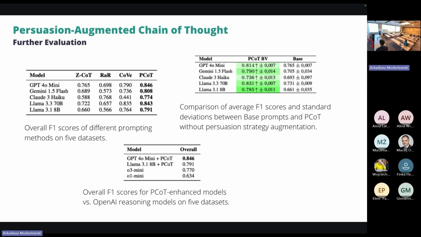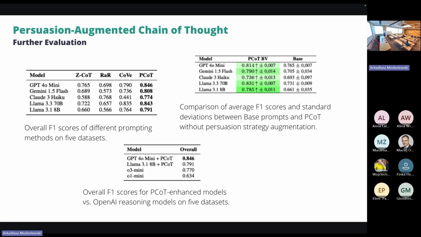Moreover, I've checked how the best performing model and the smallest and worst performing model, which is Llama 3.1 8 billion parameters in our case, perform. How are the results using these models with PCOT in comparison to more advanced reasoning models like O3 mini and O1 mini?